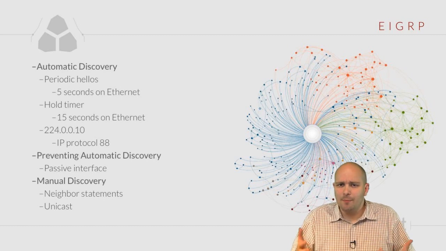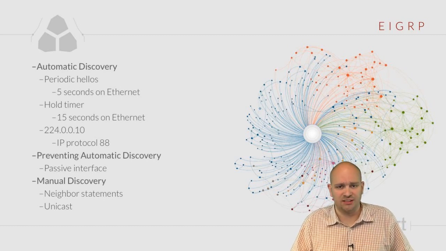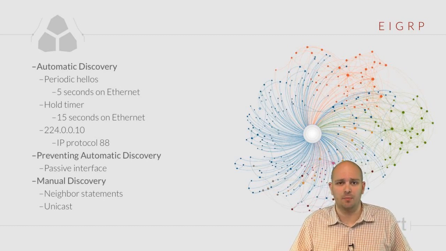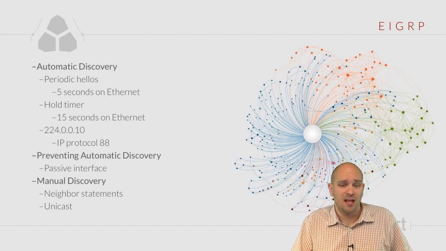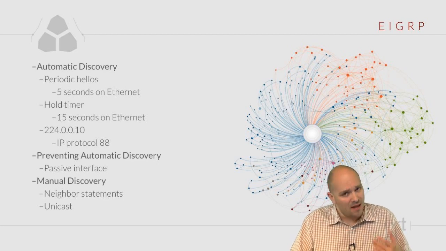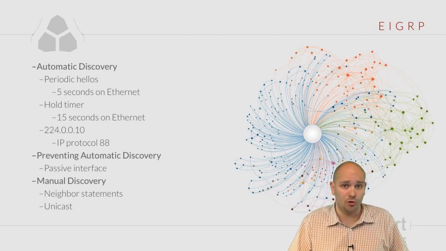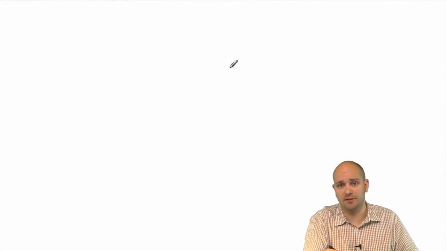Now, to examine how the neighborship works and how it's formed in EIGRP, I think the best approach is to actually take a look at it from a practical perspective. So I'm not going to be talking about it, I'm going to be doing it, and I'm going to show you how the neighbors are formed. To do that effectively, I'm going to need a test network. And I'm going to start by building a very simple test network.